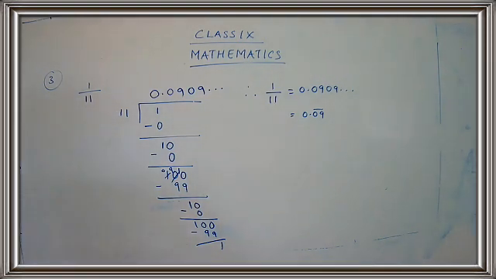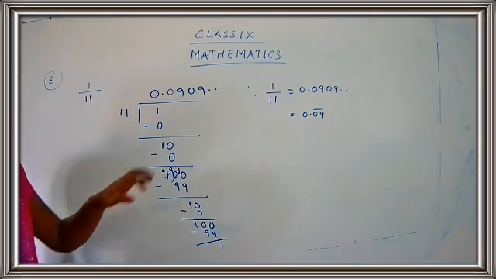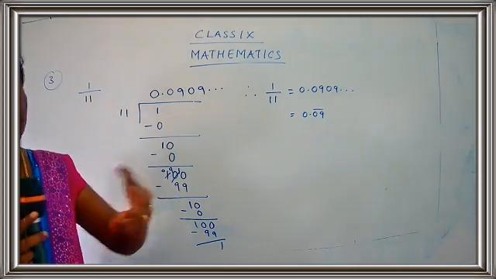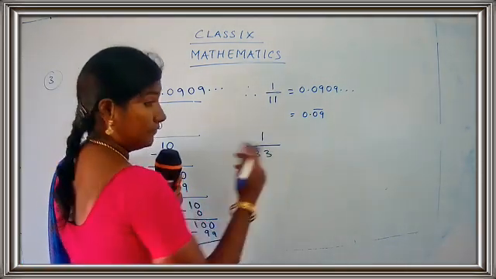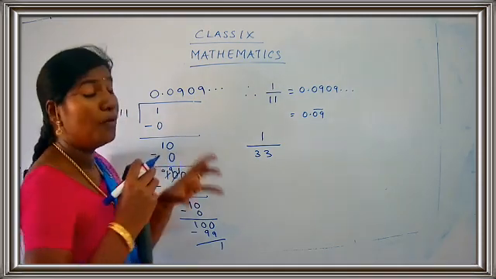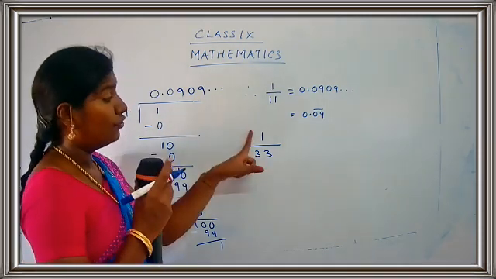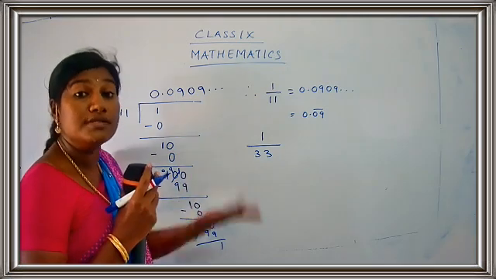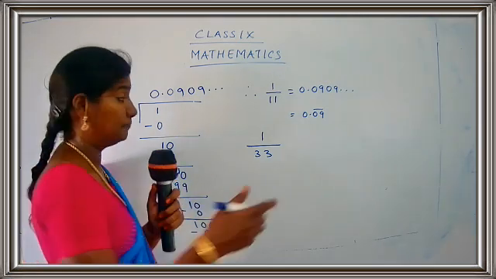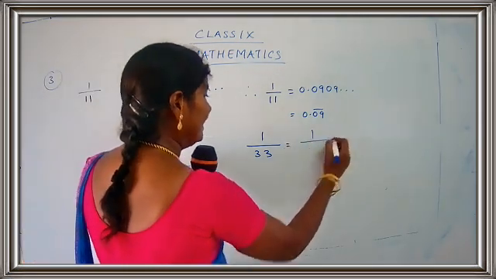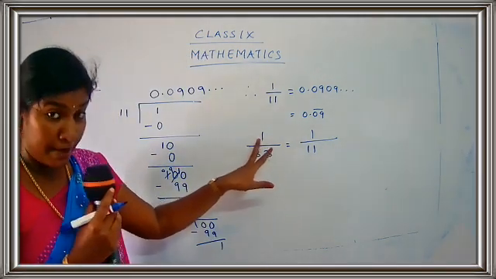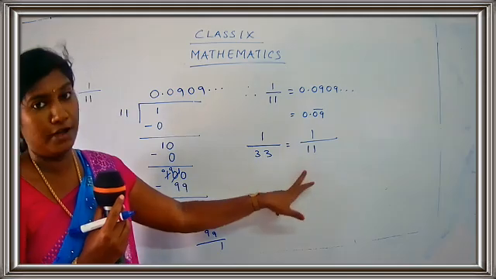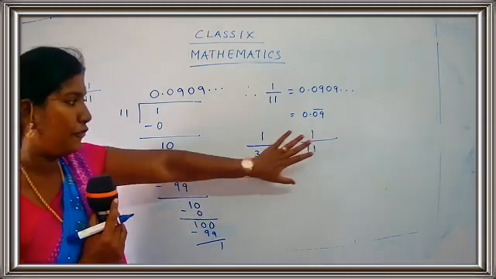What you have to do here? Using 1 upon 11, you have to find 1 upon 33. This is a very easy thing to see here, children. 1 upon 33, that is what we have to find out. So what are they saying? They're saying that you find 1 upon 33 using 1 upon 11. I'll write here 1 upon 11. Now just see, this is 1 upon 33. This is 1 upon 11. So I have to use this and find this.